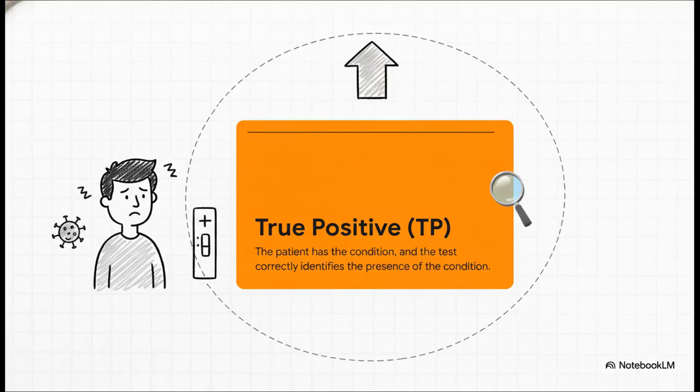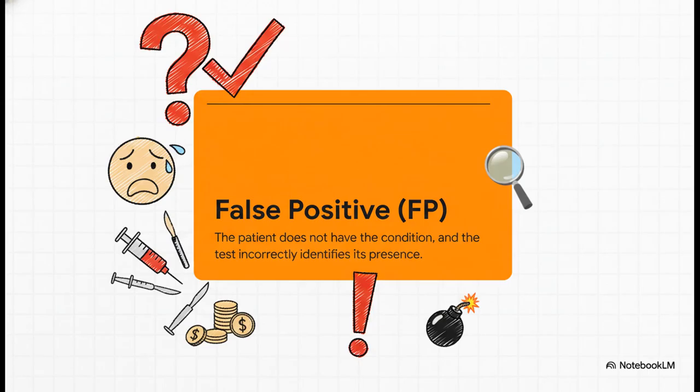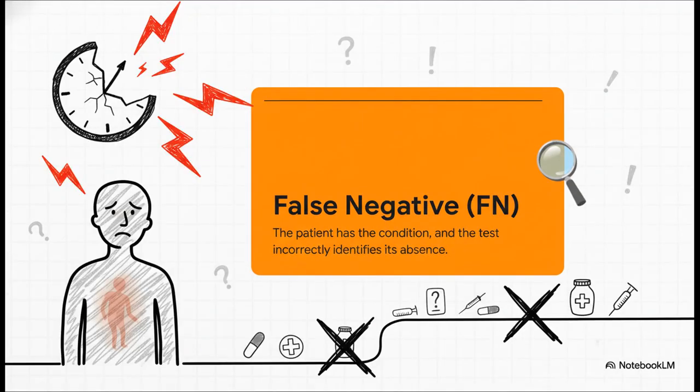First up, the true positive. This is the ideal scenario, right? The patient is sick and our test nails it. It correctly flags the disease. This is our target. Next, the false positive. This is when a healthy patient gets a positive result. And this isn't harmless. It leads to a ton of unnecessary anxiety, more tests, more procedures. It's a costly mistake.